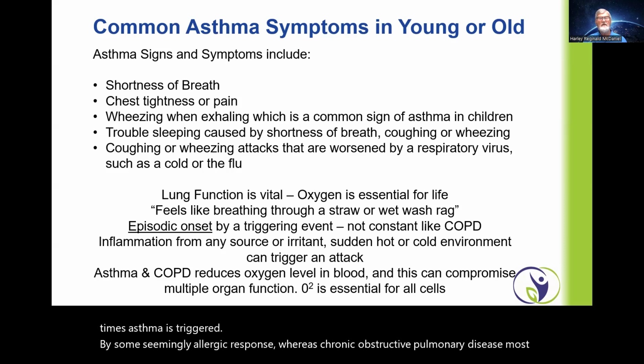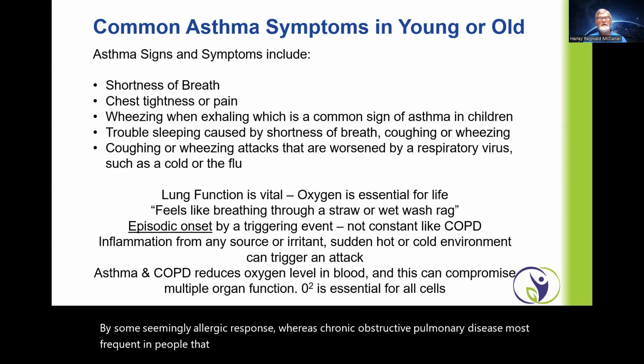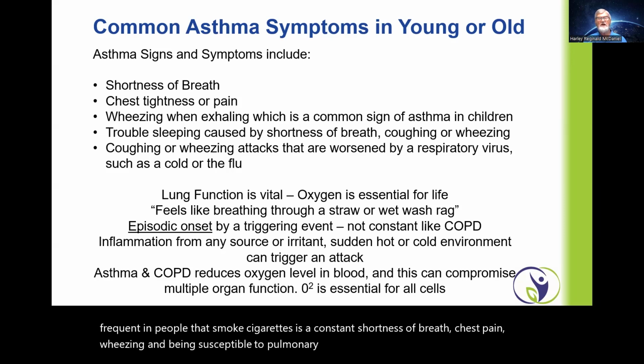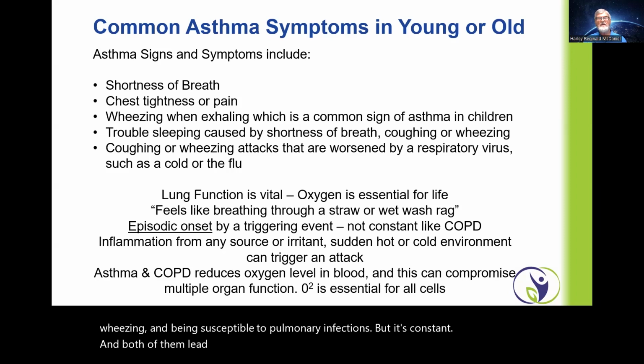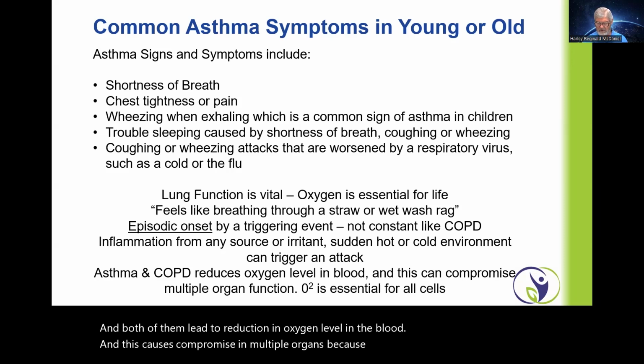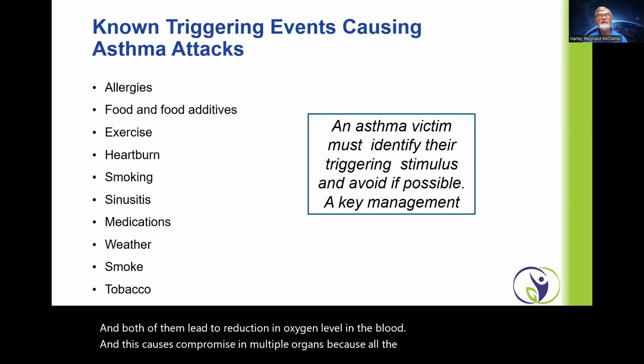whereas chronic obstructive pulmonary disease, most frequent in people that smoke cigarettes, is a constant shortness of breath, chest pain, wheezing, and being susceptible to pulmonary infections, but it's constant. And both of them lead to reduction in oxygen level in the blood, and this causes compromise in multiple organs because all the cells require oxygen.